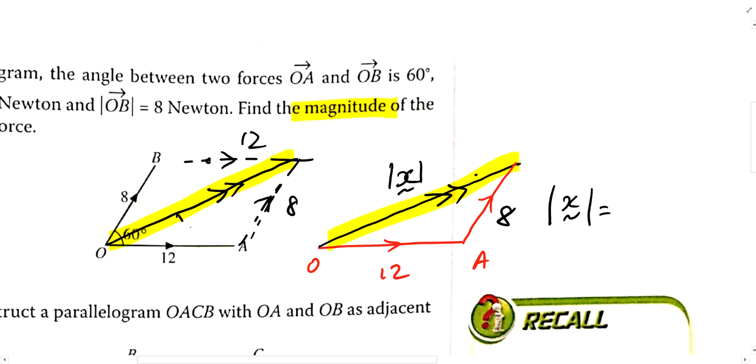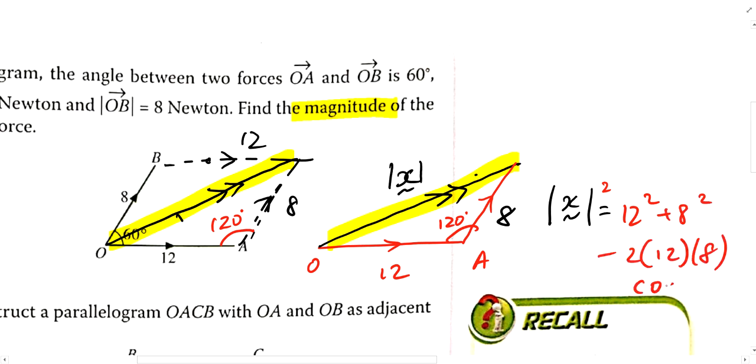Use the 60 or just like OAB. Angle A. Oh, angle A. This angle is it? Oh, 180 minus 60, right? So this is 120. So it is over here 120 also, right? And then cosine rule. Now we can use our cosine rule. So the magnitude of x squared equals 12 squared plus 8 squared minus 2 times 12 times 8 cosine 120 degrees. So to find this magnitude, all we need to do is to square root everything.